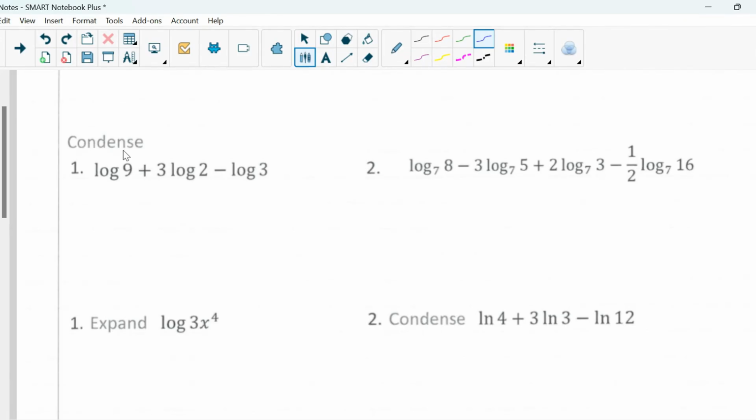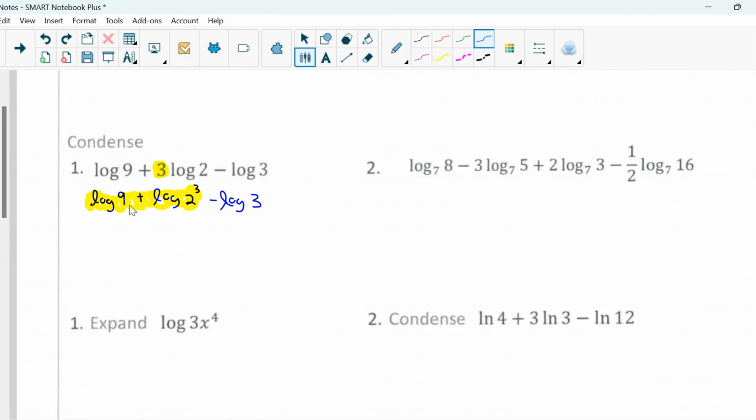So the first thing that I want to do is I'll go in the exact opposite order. So the first thing I'm going to look for is, do I have any power properties? Well, I see this 3 out in front, so I'm going to rewrite that as an exponent. So I've got log of 9 plus log of 2 to the third power, rewriting this as an exponent, minus log of 3. Okay, the next thing I'm going to do is I'm going to condense using my product property, which is when my logs are adding.